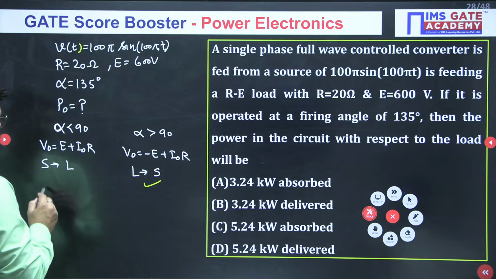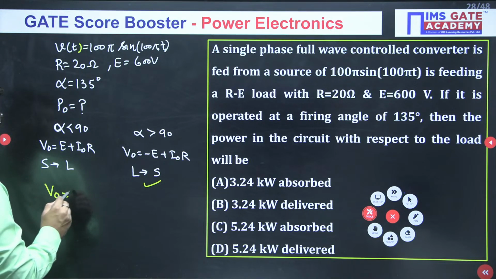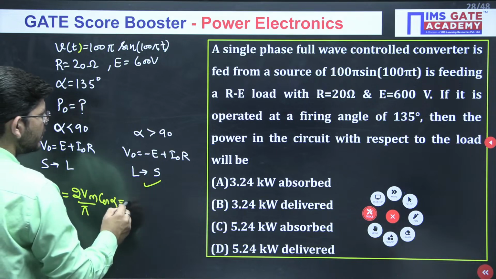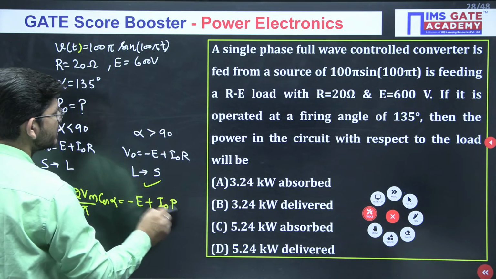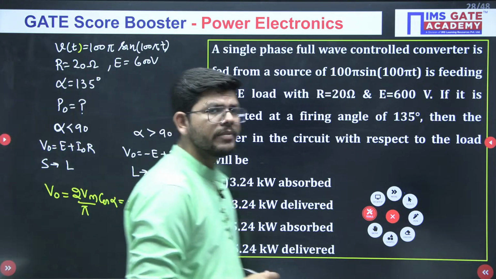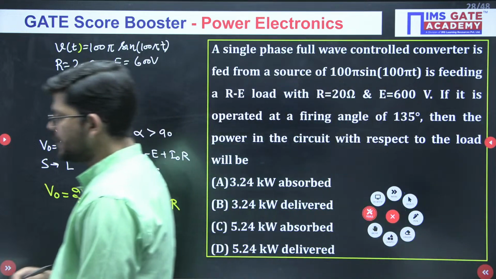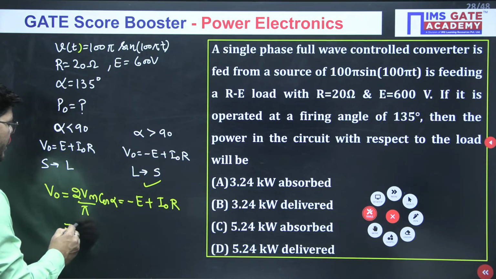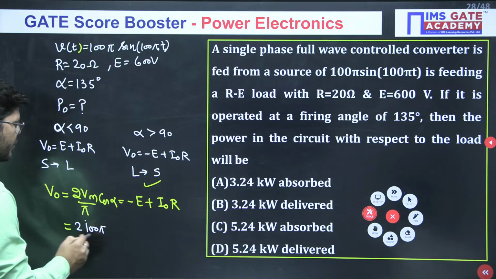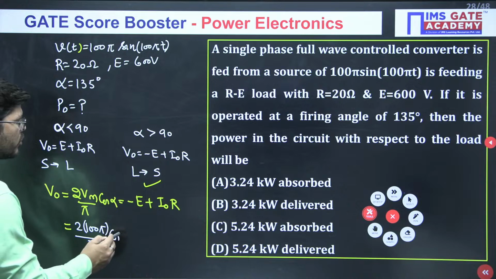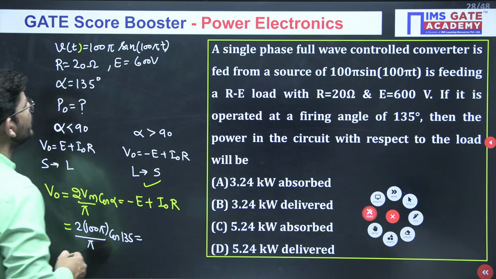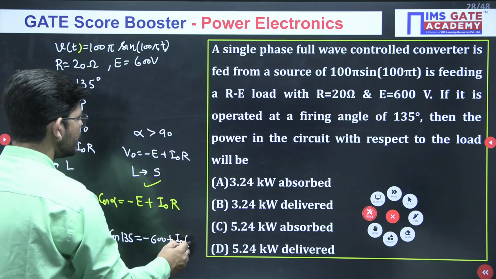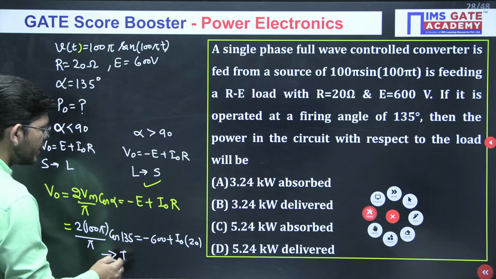This is what we will be getting, and we are under this condition. So first of all, what will be the V0 value? The formula is 2Vm by pi cos alpha, and we will be applying minus E plus I0 R here. When you do that, you will calculate the value of current. We have all the values given: 2 into Vm, where Vm will be 100 pi, divided by pi, cos of alpha is 135, minus E, E is 600, plus I0 into R, R is 20. When you solve it, you will get I0.